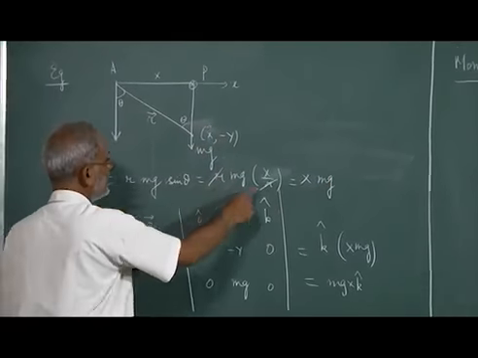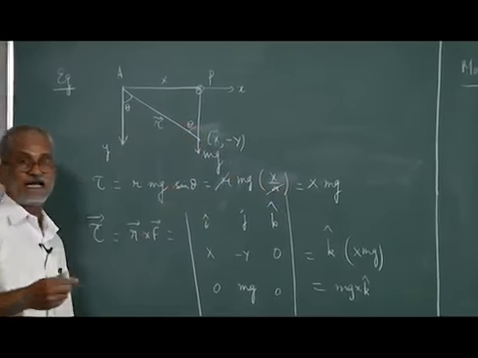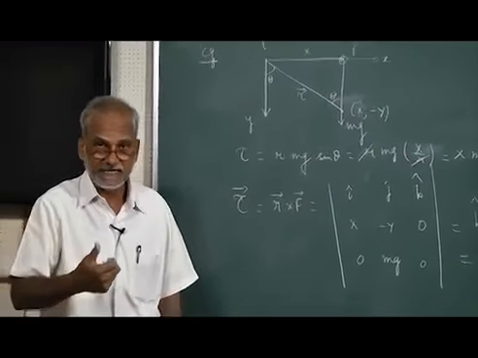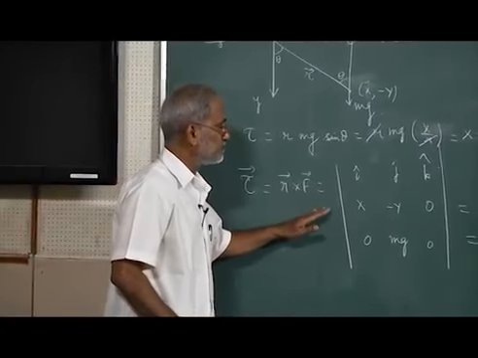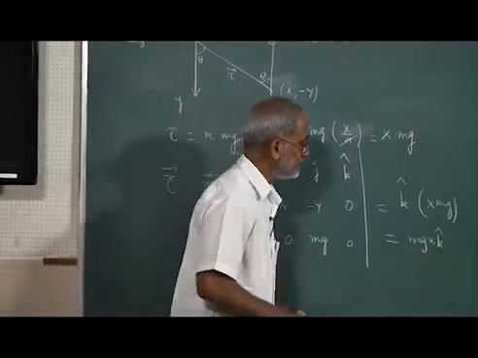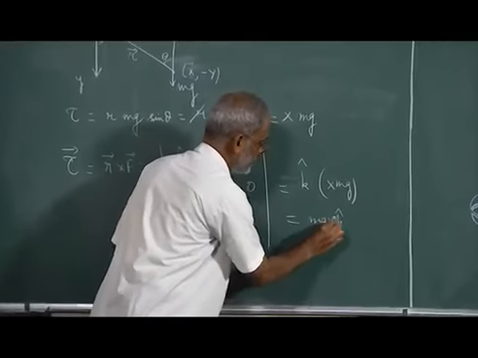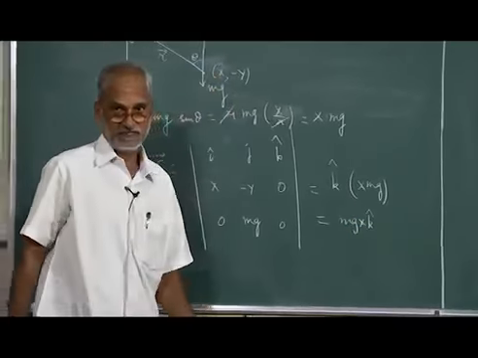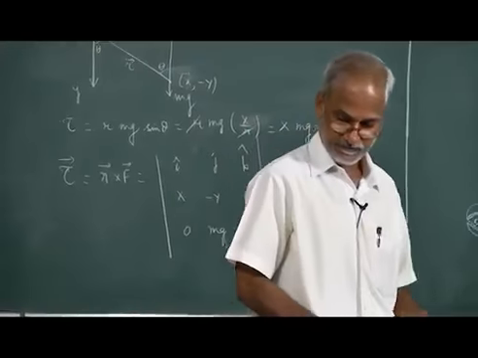Here I am writing only the magnitude. If I do it like this, then I have to fix the direction, again with the right hand thumb rule. If I write these vectors properly, then automatically the direction will emerge, that is the moral. You can do it either way.